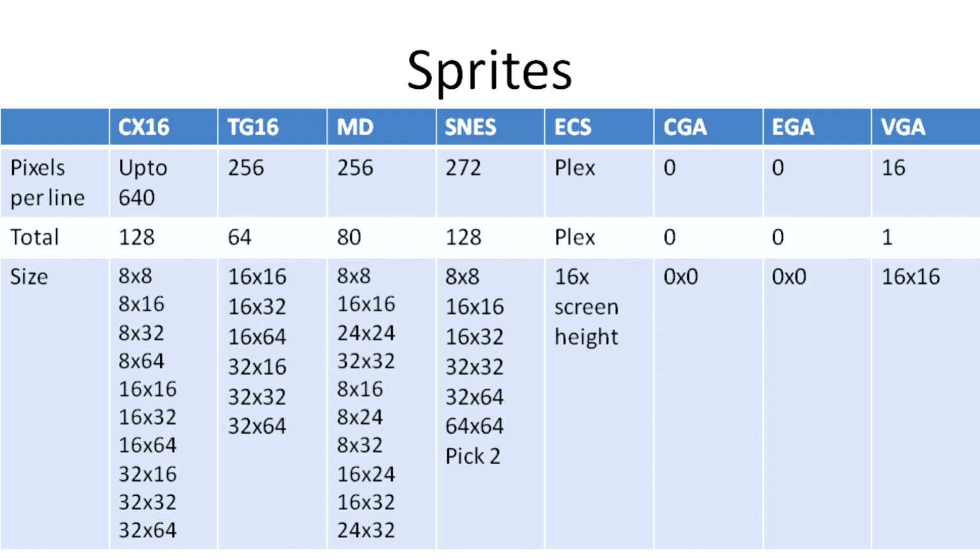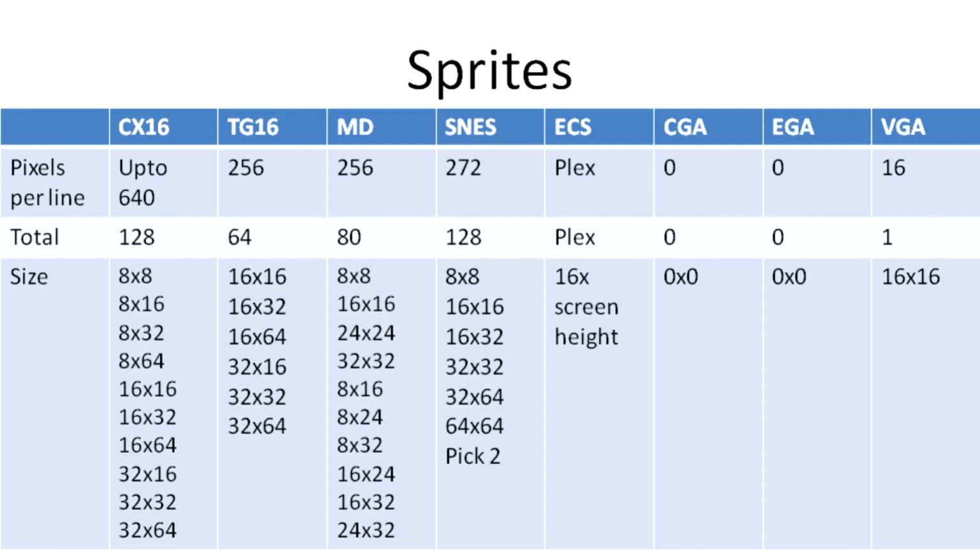The CX16, like the SNES, has a total of 128 sprites. The MegaDrive has 80. The TG16 has 64. The Amiga again is however many you can plex. CGA and EGA have 0 and VGA has 1.